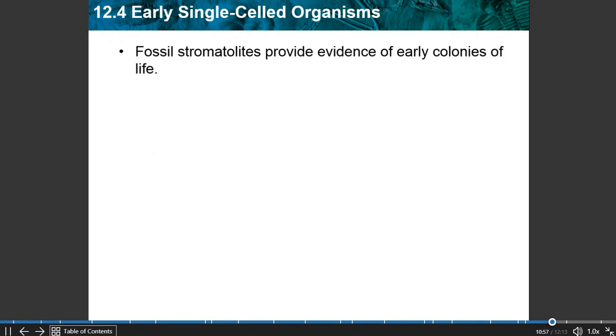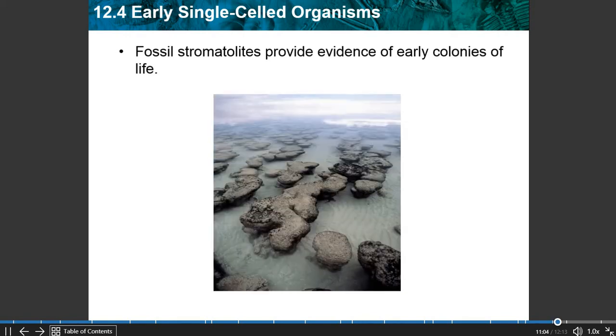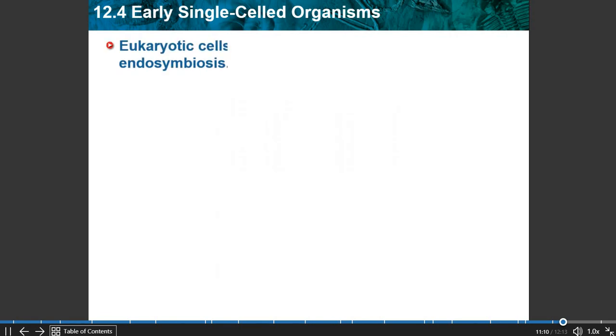Fossils like the stromatolites provide evidence of early colonies of life. That's what you see there. Those little weird shaped things are the stromatolites.